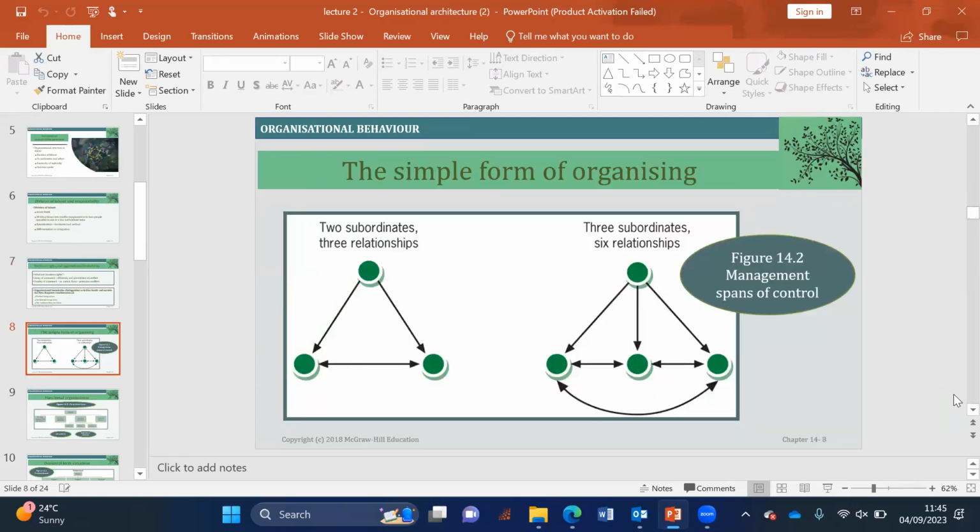Okay, so in a simple form of organization, let's have a look at this picture. The first one on the left shows that there's a manager and two people working under them. So there's one manager, two subordinates, and there are three relationships. In the next one, we see that by adding one person to the subordinates, so instead of two there being three, that doubles the amount of relationships in the organization. These people have a relationship among themselves, like a professional relationship, and they have it with the manager as well. So this shows the span of control. The span of control of the manager means the number of people he is managing or has control over.